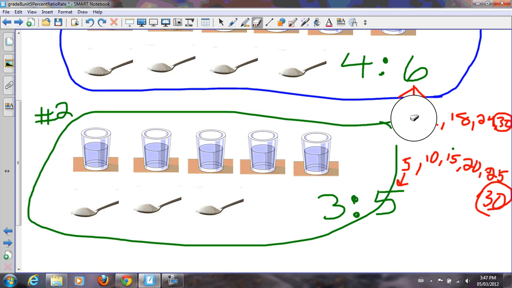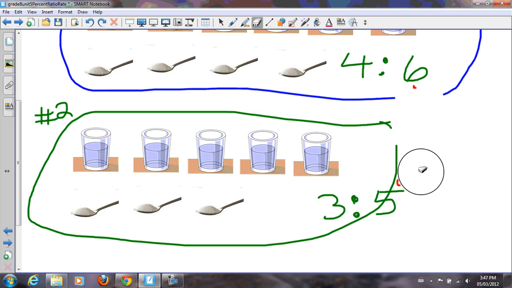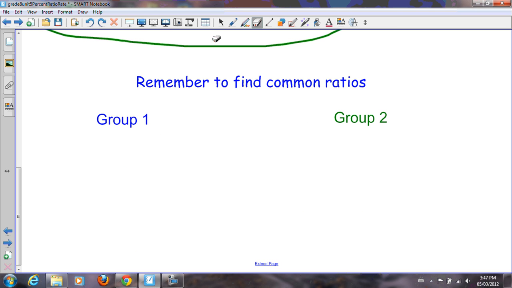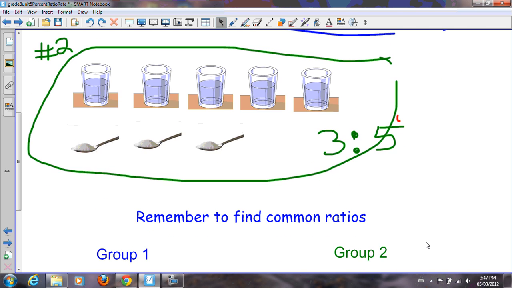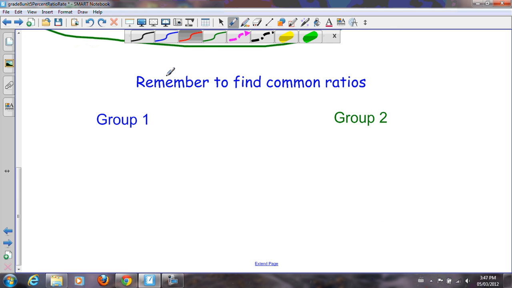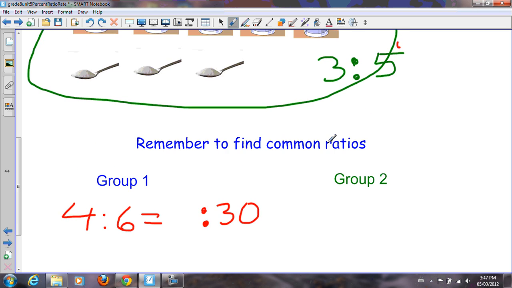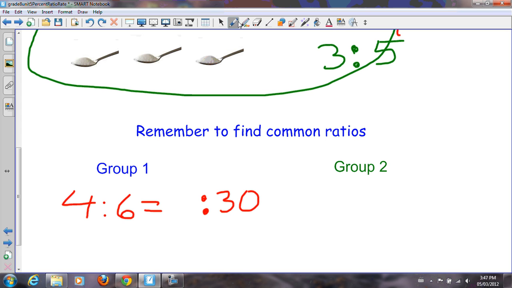So let's do that. I'm going to move this here. So we know that we want them to both be 30. So group number 1, we wanted it to be 4 to 6, and we want to write an equivalent ratio out of 30. For group number 2, remember it was 3 to 5, and we wanted it to be a ratio out of 30 as well, because we know they can both be changed to 30.